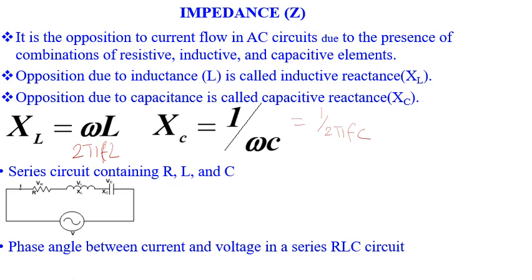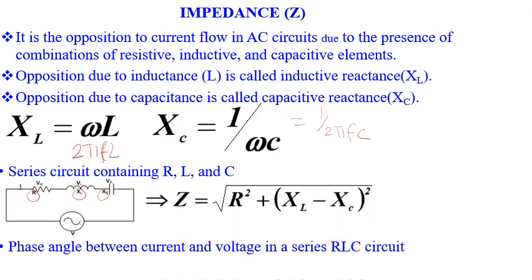In this circuit, we have a resistor, an inductor and a capacitor. So how do you calculate the impedance? You simply square the terms, add them and take the root. This is the formula we use. Our Z is equal to the square root of R squared, that is the resistor squared, plus the inductive reactance minus the capacitive reactance, squared. This is how we calculate impedance in an RLC circuit.